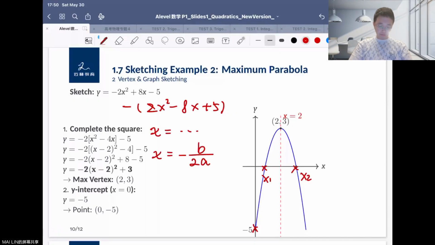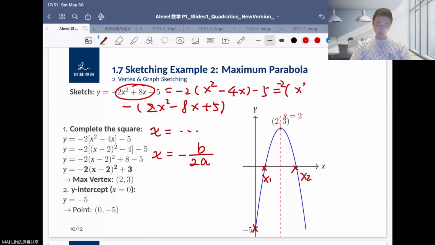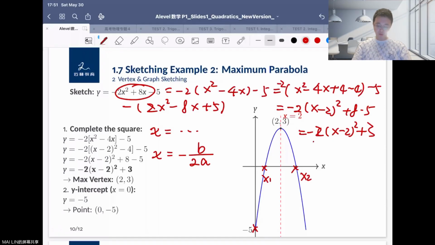So for this example, we can calculate the symmetrical line, that is x equals negative b over 2a, right? So we first have to turn this into completed square form. We can first extract a negative 2 outside. That is negative 2 times (x squared minus 4x), and minus 5. So for this equation, we have negative 2 times (x squared minus 4x plus 4 minus 4), minus 5, right? So it becomes negative 2 times (x minus 2) squared, and then plus 8 minus 5. That is negative 2(x minus 2) squared plus 3, okay? That is how we can sketch the graph. So here the vertex has x equals 2, and y equals 3. So the vertex must be (2, 3), okay?